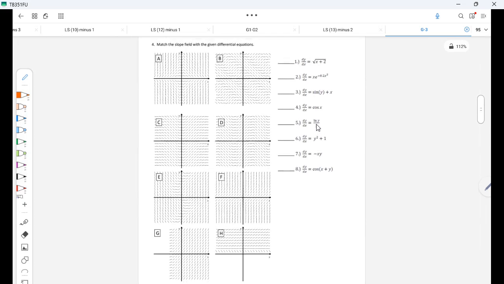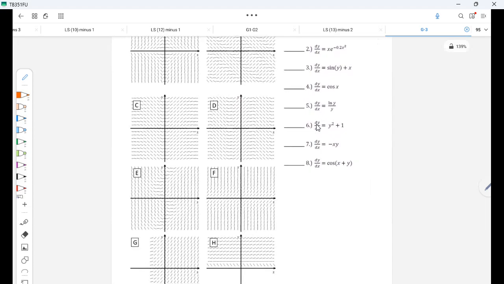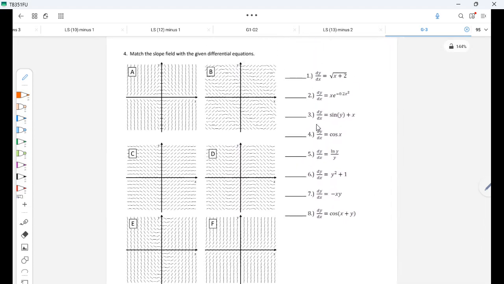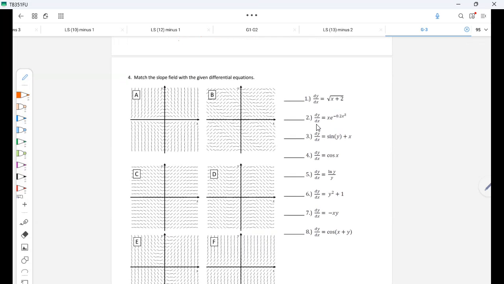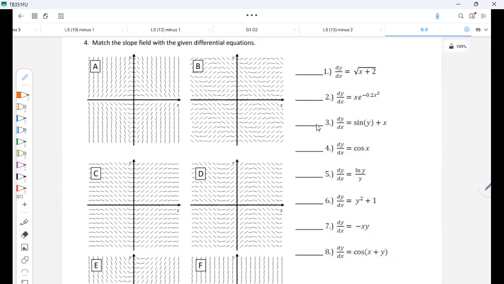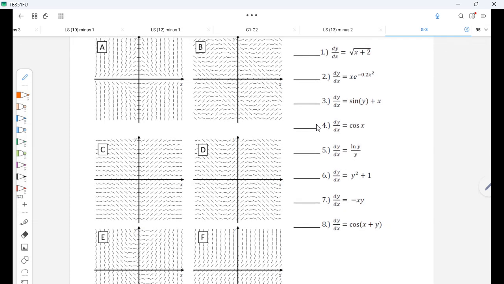Example 4. Not that you would have this large of a match on the actual AP test, but one of the things they might do is give you a differential equation and ask you to match the slope field. So let's look at this and see if there's any of these. We're going to write down some strategies on the next page.